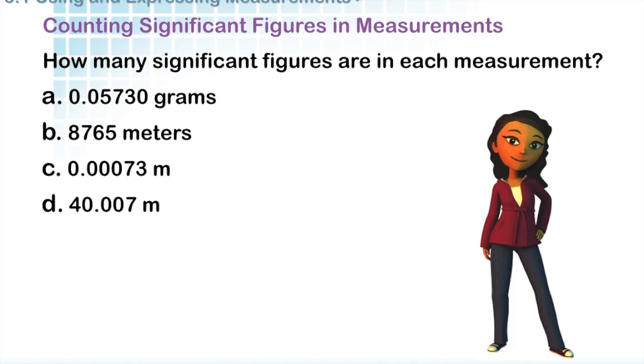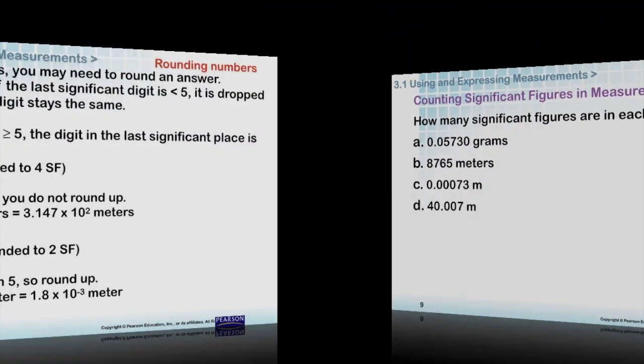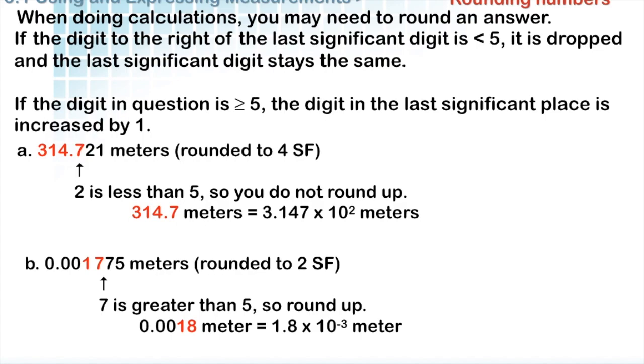Now, a lot of times you'll be given digits, and a lot of times you have to estimate. You have to round numbers. So this is just like math class. We're going to round the exact same way. When doing calculations, we may have to round an answer. If the digit to the right of the last significant digit where you're going to round is less than 5, you just drop the rest of the numbers and leave it alone. For example, 314.721 is what my calculator gave me as an answer.